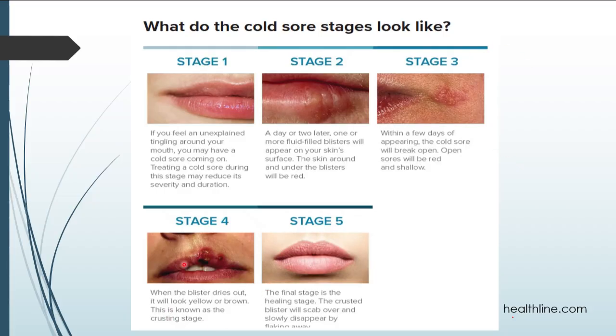And eventually at stage 4, the blister will dry out and it will look yellow or brown. And this stage is known as the crusting stage. The final stage is the healing stage. The crusted blister or the scab will fall off and will disappear slowly.